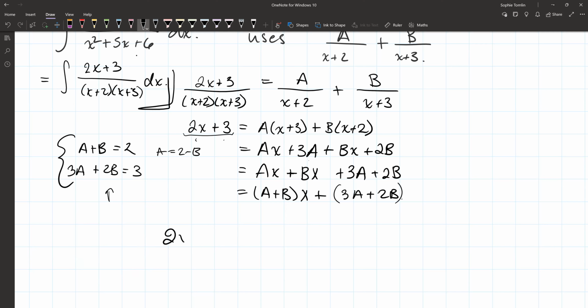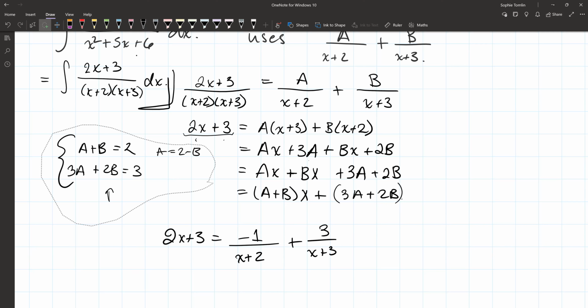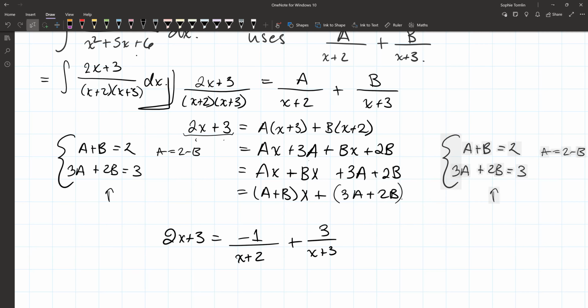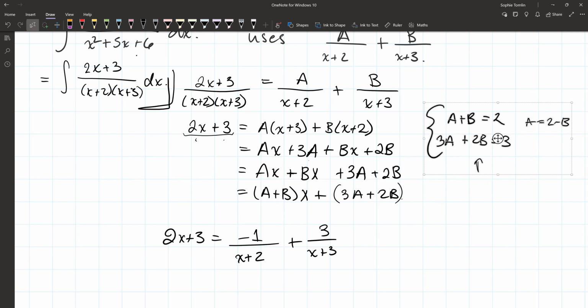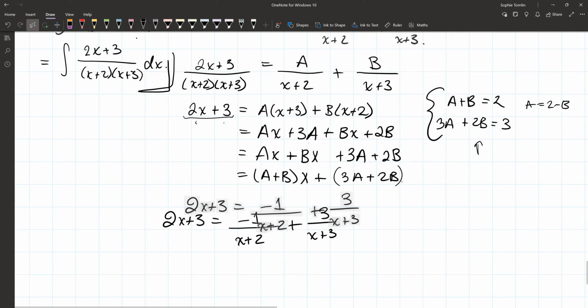So we have that (2x plus 3) over (x plus 2)(x plus 3) is equal to negative 1 over x plus 2 plus 3 over x plus 3. And now that is something that we can substitute back in here. So we'll take this linear system off to the side over here somewhere, and then we'll move this over here a little bit more. Maybe like that.